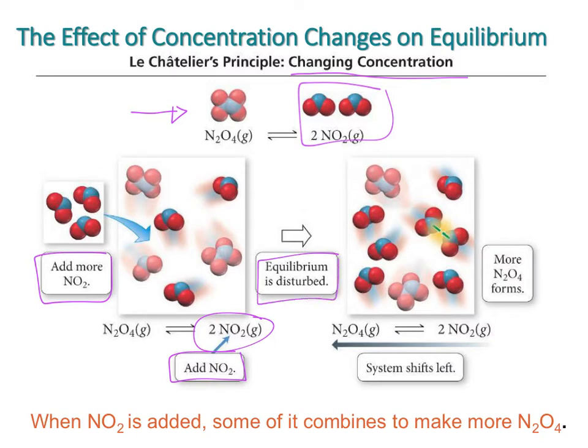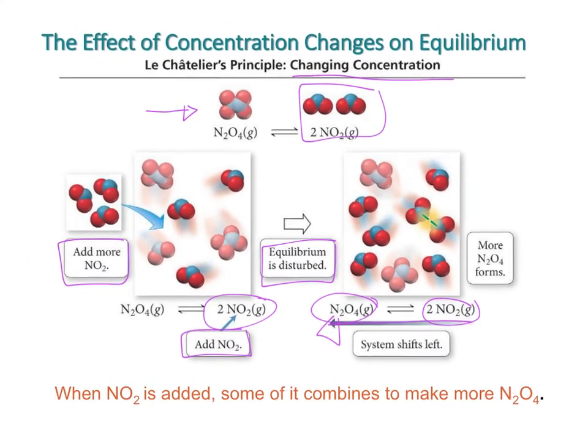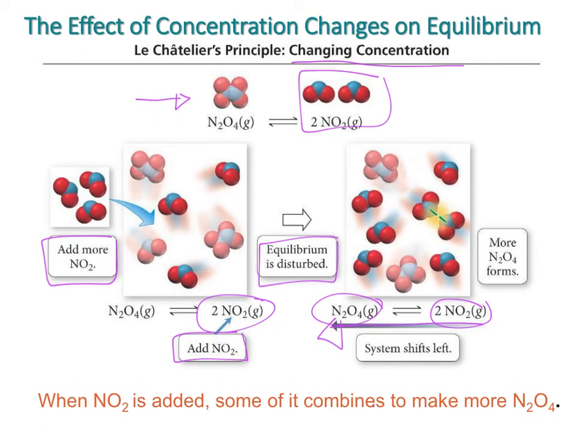Equilibrium is now disturbed. You increased the concentration of NO2, and now the system is going to try to fix that change, right? It wants to reestablish equilibrium. So what's going to happen is the reaction will shift left to form more N2O4 because you had all that extra NO2, and it will reestablish equilibrium in this way. So when NO2 is added, some of it will combine to make more N2O4 to counteract that disturbance.